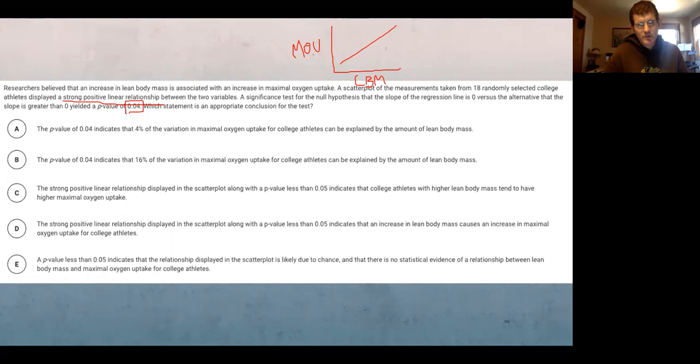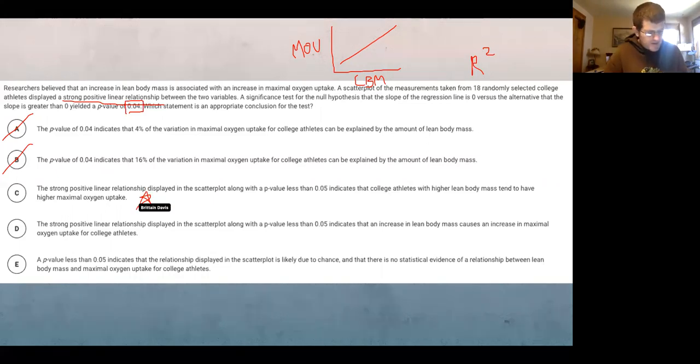So the first two problems here, it says the p-value of 0.04 indicates that 4% of the variation... Well, the amount of variation is explained by r squared, okay? So that would be a good interpretation of an r squared value, but it's not correct for a p-value. A strong positive linear relationship displayed in the scatter plot along with a p-value less than 0.05 indicates that college athletes with higher lean body mass tend to have higher maximal oxygen uptake. All right, that one looks promising.